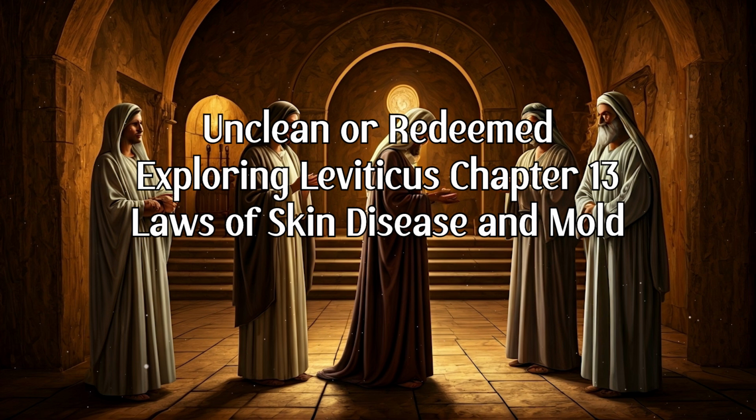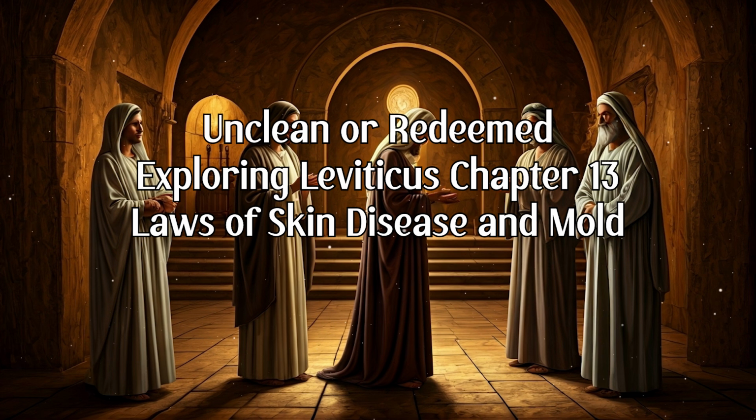Got it. The text also talks about something called a chronic skin disease. Sounds more established. What are the criteria there, and is it handled differently? It is handled differently. The text defines a chronic disease by specific signs. A white swelling in the skin where the hair has turned white and raw flesh is visible in the swelling. Raw flesh, okay.